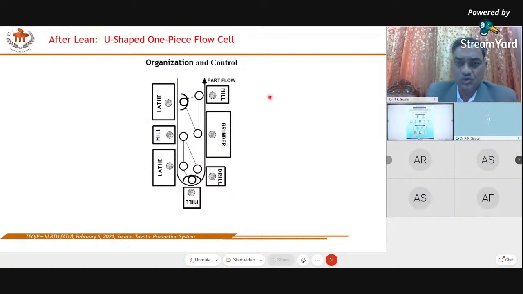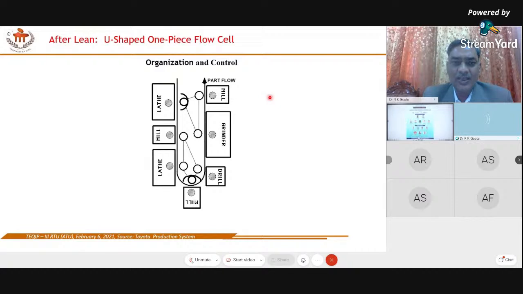a U-shaped layout. This is one example of the U-shaped layout: the lathe machine, then the milling machine, after the lathe machine the milling, then drill, grinder, milling, like that. So after this study, they arranged all these machines in the U-shaped layout, which we call organization and control.